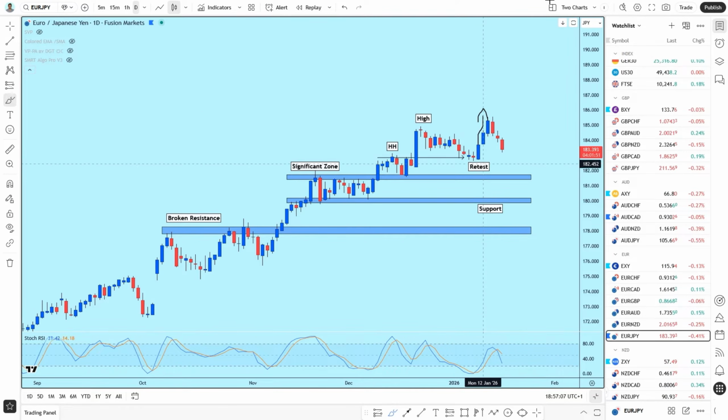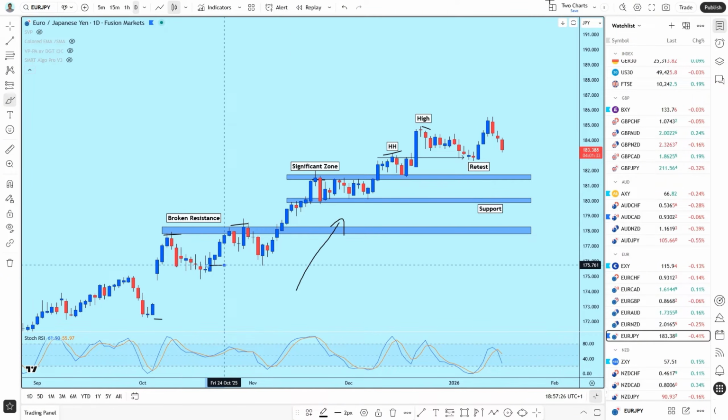And now let's see the reasons why I expected to see bullish continuation. First, what we have here is this uptrend. We can see this series of higher highs and also higher lows. Price broke this resistance, retested it, created a new higher low, and then formed this very impulsive bullish move.